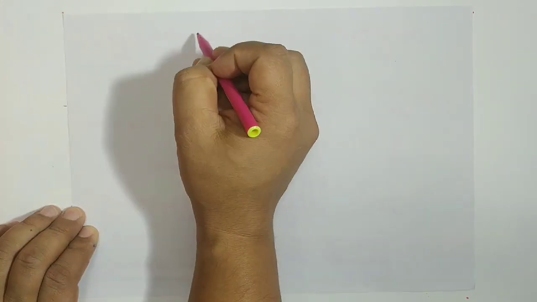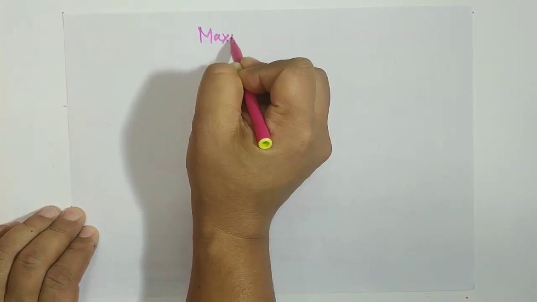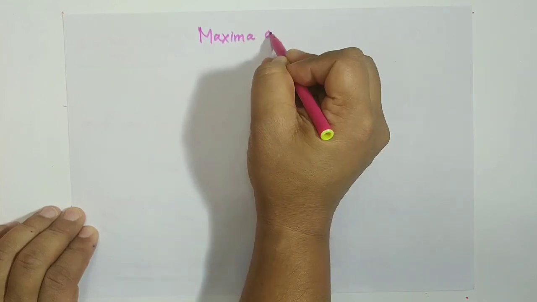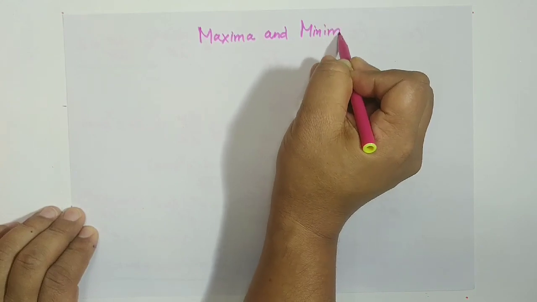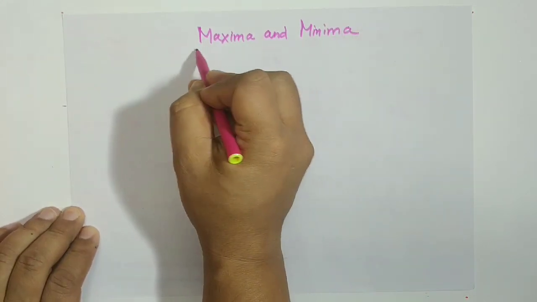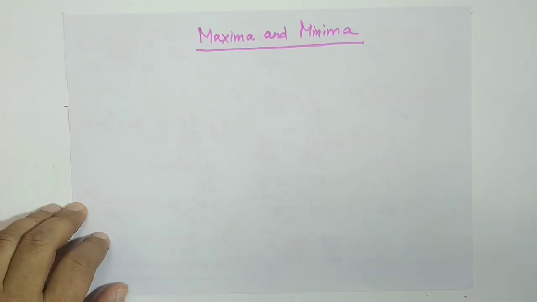So this is the thing which we are going to repeat. One more concept is there, maxima and minima. Sometimes you will get maximum force, maximum acceleration, minimum acceleration. What does it mean, maxima and minima? I will just explain to you.